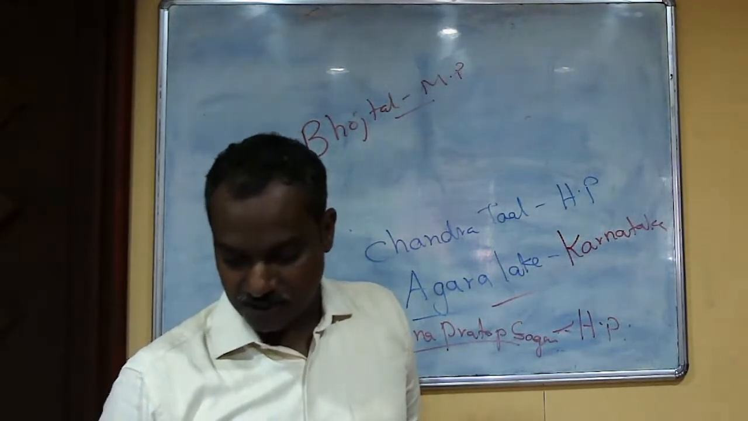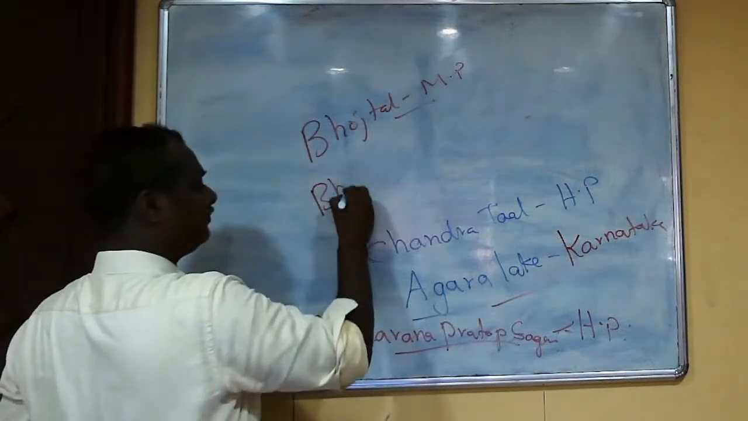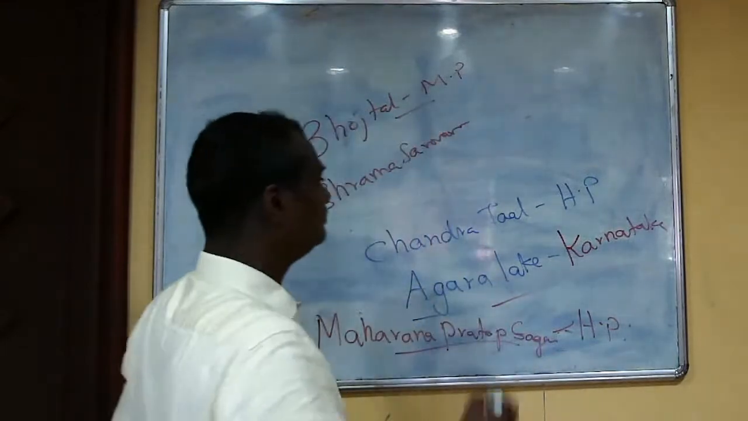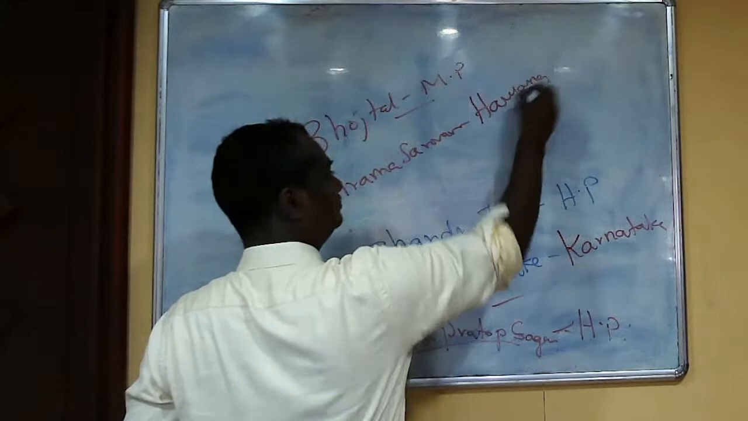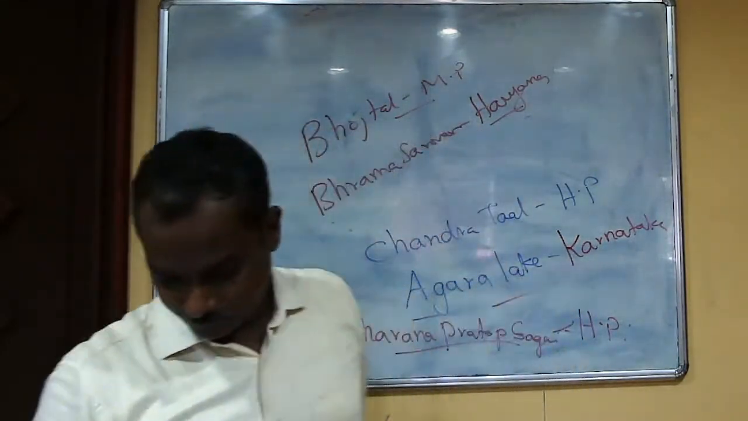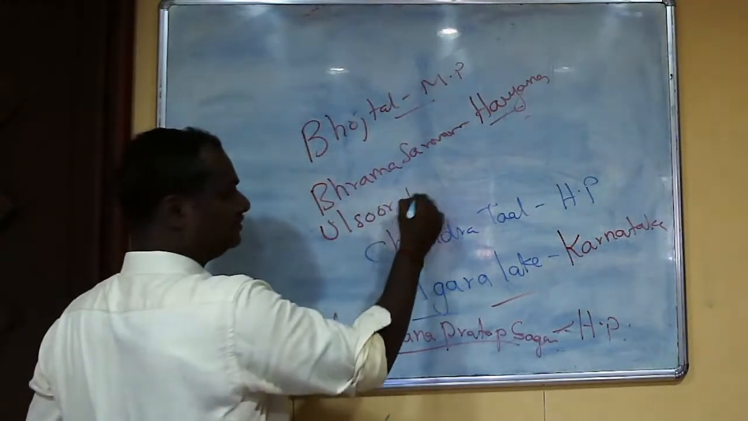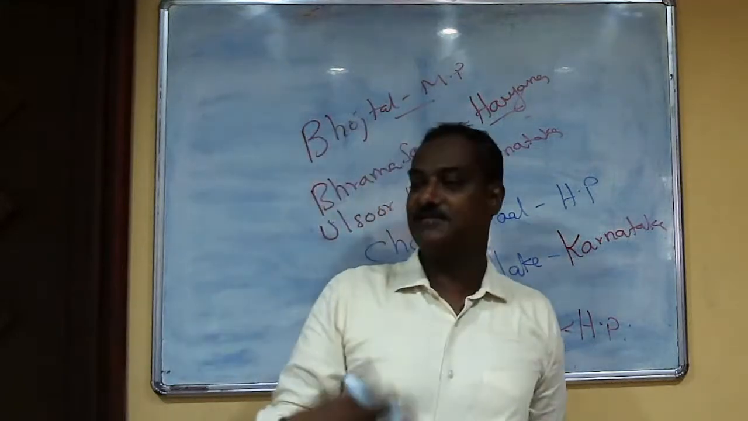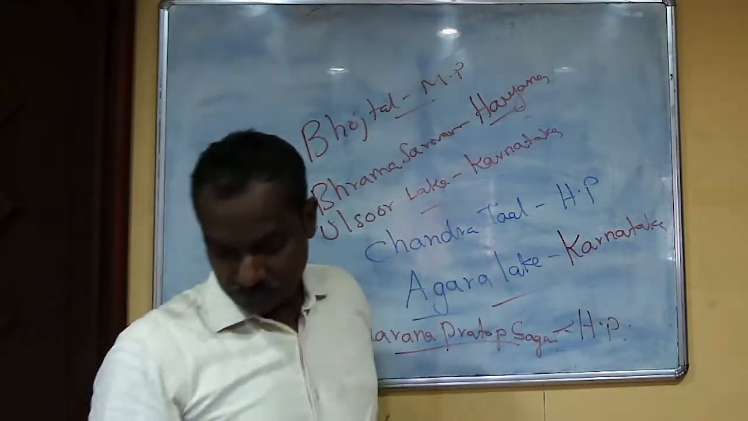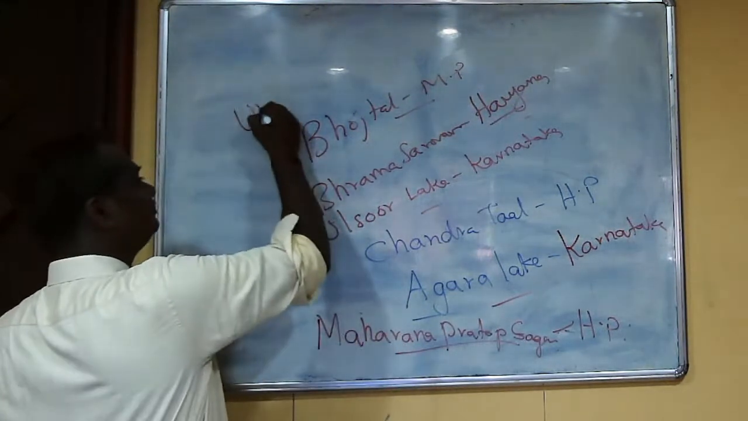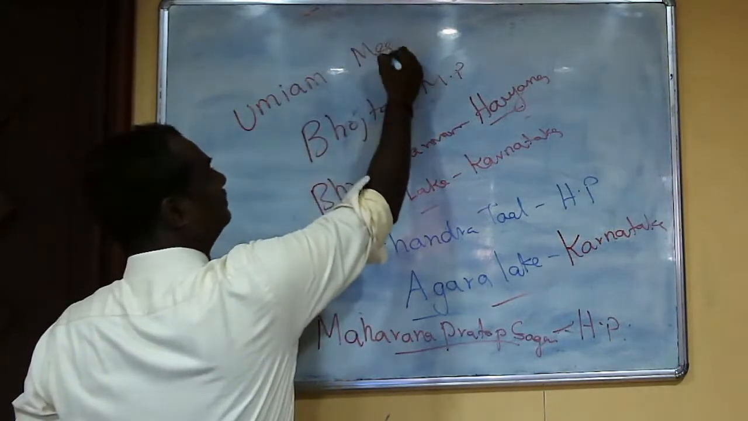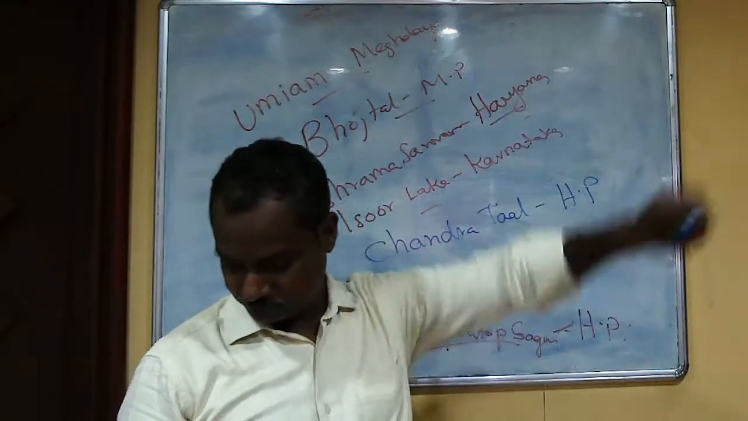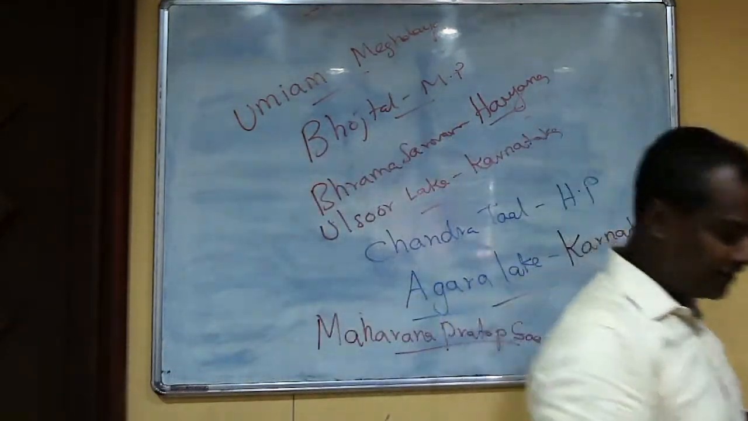Three more. Brahma Sarovar, Haryana. Ulsur Lake, Karnataka. Please write down. Don't think that you know this. Write down and revise it 100 times, seriously. Umiam Lake, Meghalaya.